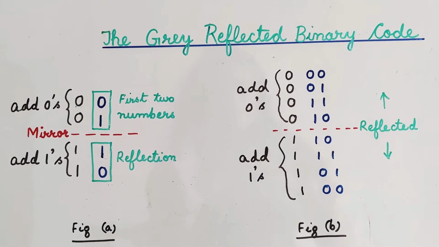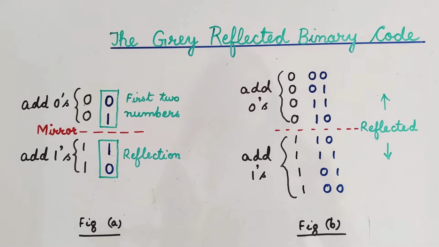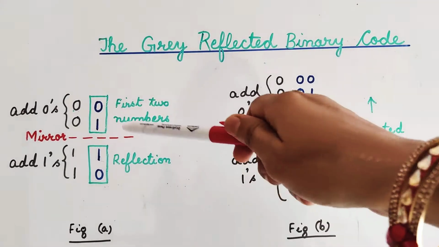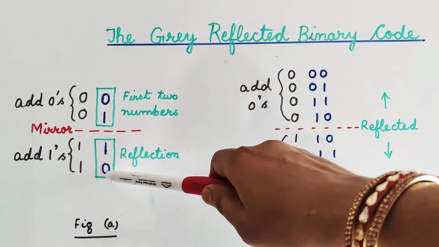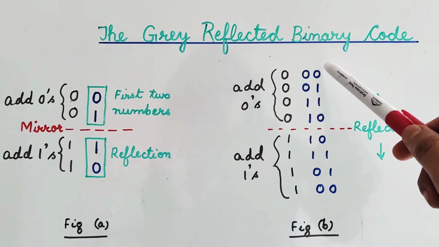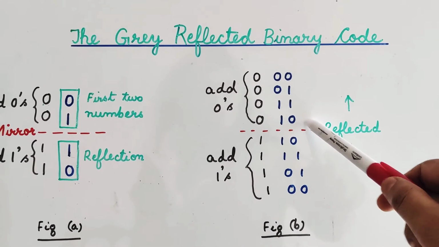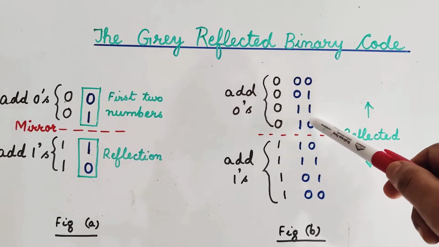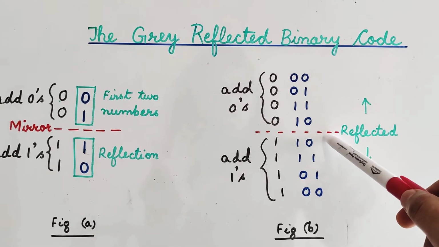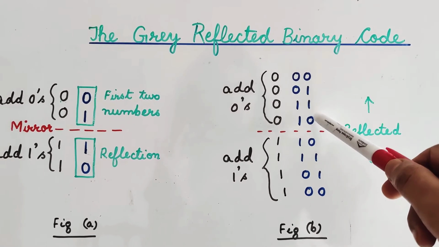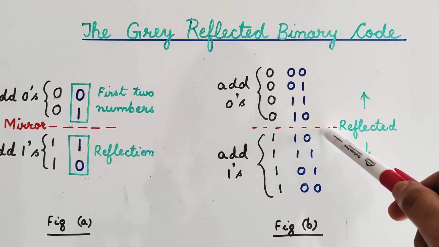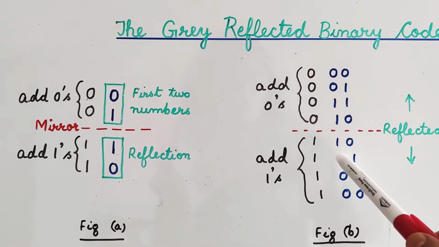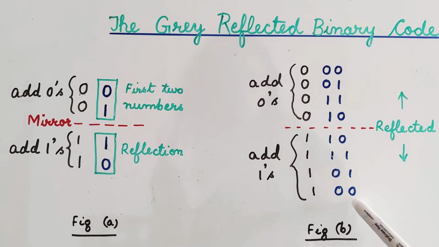Now in order to obtain the next decimal numbers, we will consider all these four 2-digit numbers which we have written here, and again we place a mirror below these four numbers and see the reflection of these four numbers in the mirror, which comes out to be 10, 11, 01 and 00.